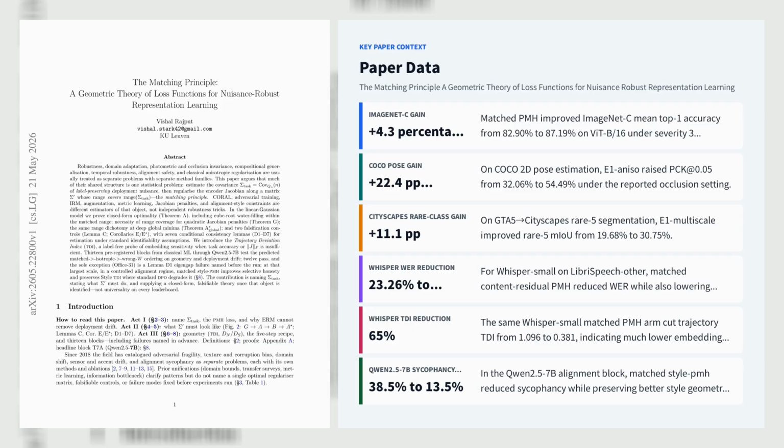The proposed matching principle says the encoder Jacobian should be regularized along a PSD matrix S whose range covers range(Σ_S). In the linear Gaussian model, this is both sufficient and necessary for driving deployment drift to 0, and when the range is matched but allocation is imperfect, the optimal trace budget follows cube-root water-filling. The paper unifies CORAL, PGD adversarial training, augmentation, IRM-style constraints, Jacobian penalties, and metric learning as different estimators of the same object, then makes the theory falsifiable with controls.